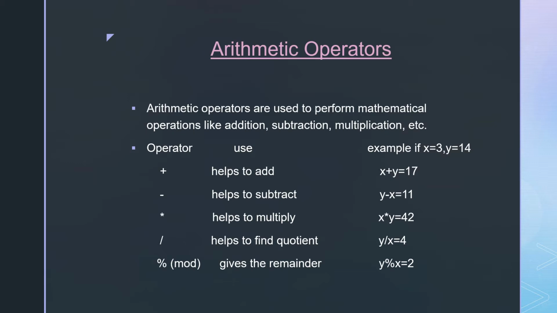Next is the mod sign, or the percentage sign that we usually write in mathematics. This is mod. It gives you the remainder. Same question if I take it once again: I divide 14 by 3, so this will return me the remainder. That means when I divide 14 by 3, my quotient becomes 4 and 2 is remaining behind. That is the remainder. So this mod symbol returns the remainder.